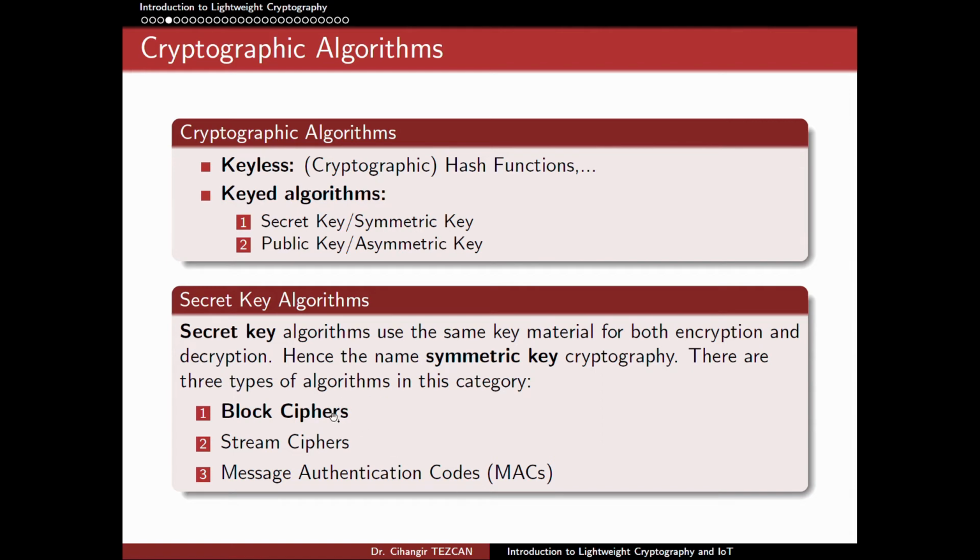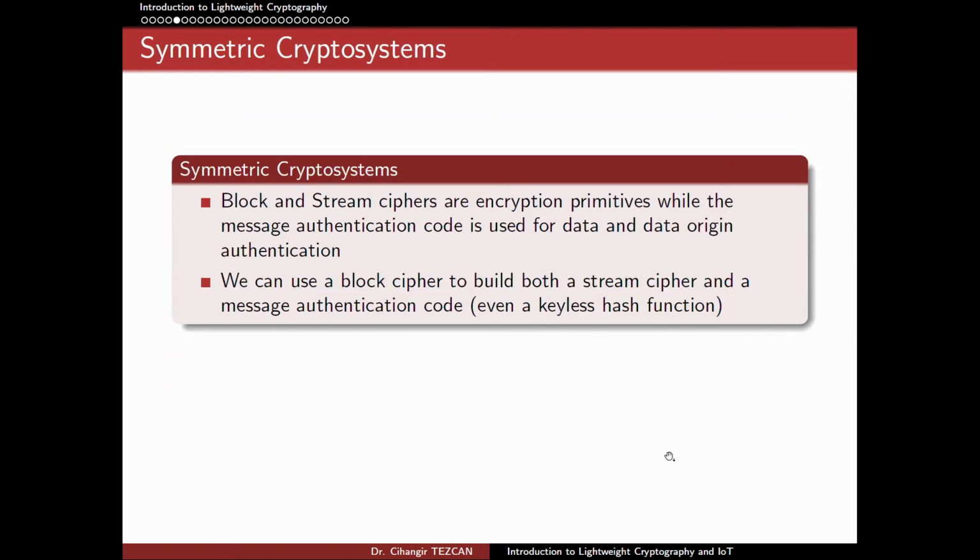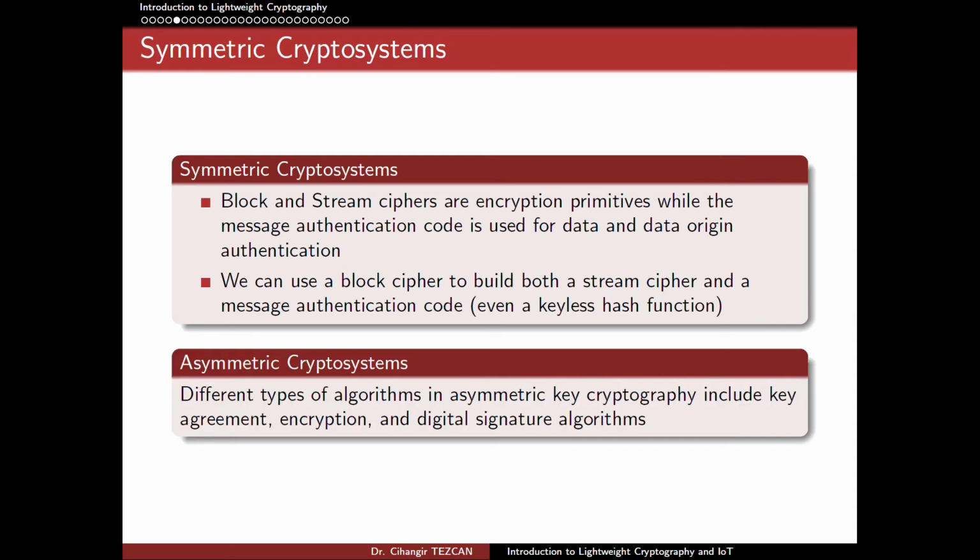These we classify as we did here, but sometimes one can be obtained from the other. And I summarized it here. Block and stream ciphers are encryption primitives, while the message authentication code is used for data and data origin authentication. We can use a block cipher to build both a stream cipher and the message authentication code. We can even use it to make a keyless hash function. So although these are different subjects, we can obtain one from the other.